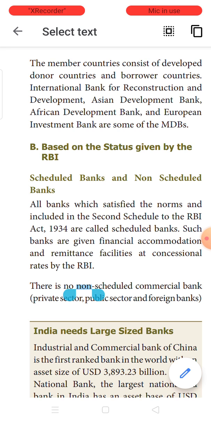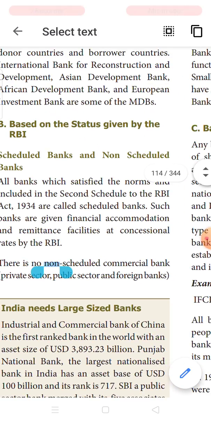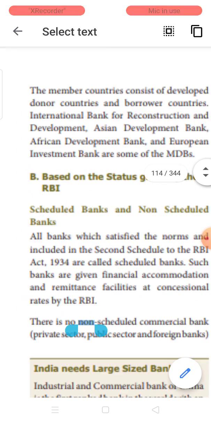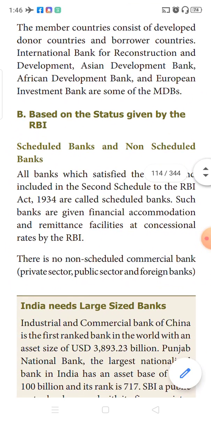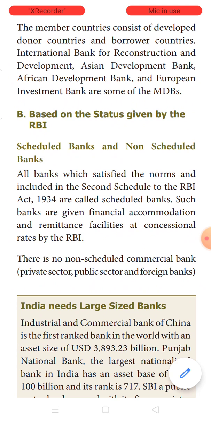So when we think of development of the whole world, definitely it should be international banks only. So what are such international banks? IBRD, International Bank for Reconstruction and Development, Asian Development Bank, African Development Bank, and European Investment Bank are some of the examples of multilateral development banks. So far, the 11 types of banks we saw are the types of banks based on the functions they do.